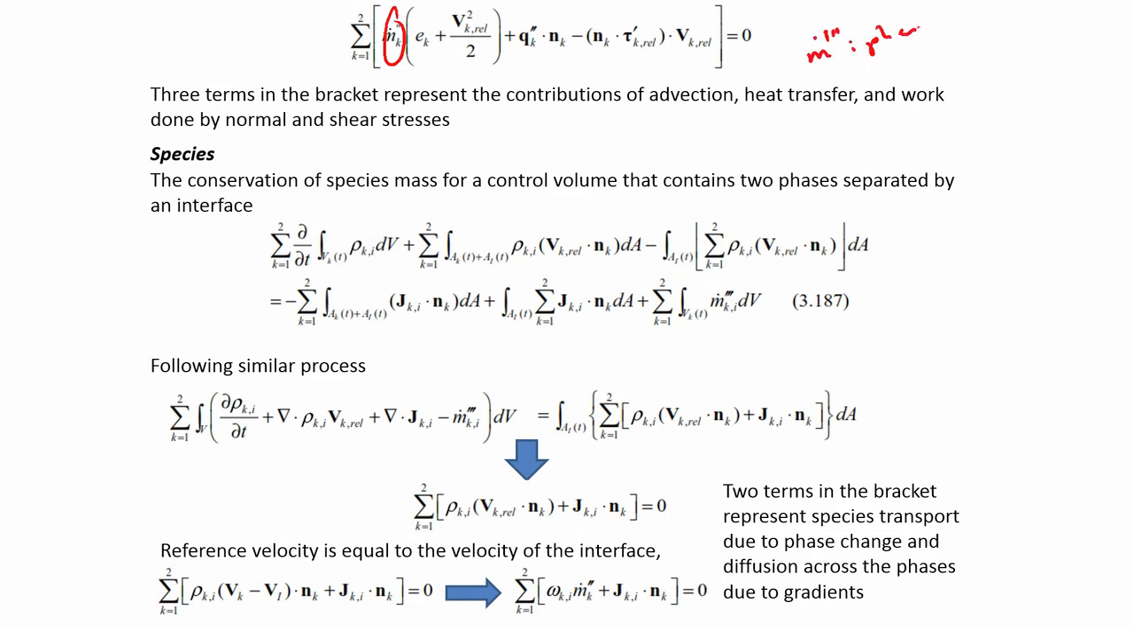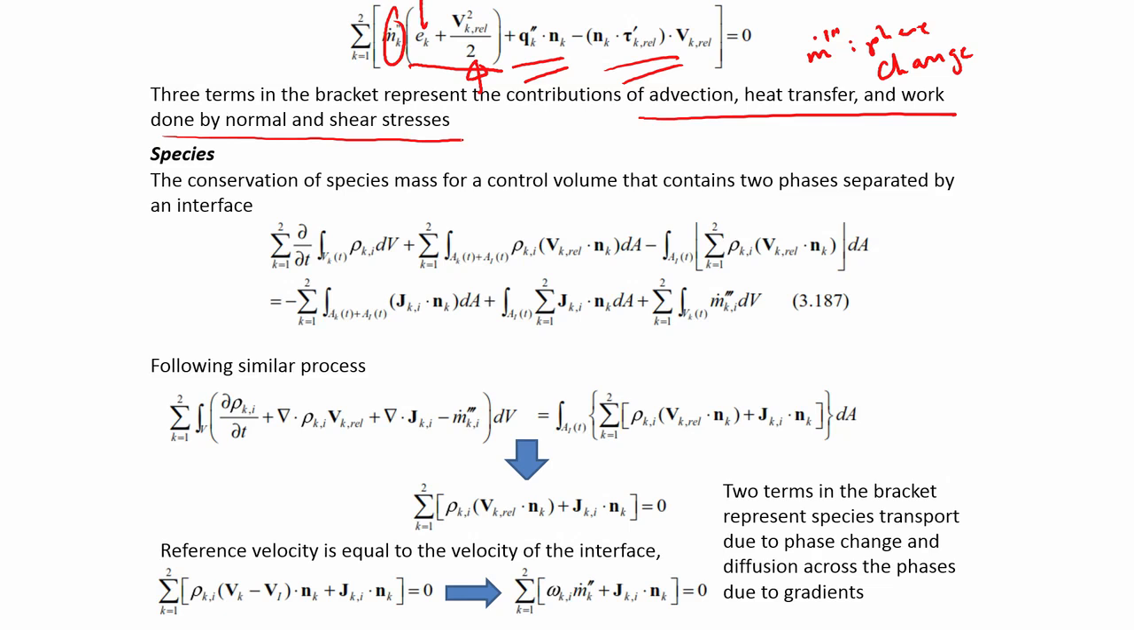This is due to phase change, that we already knew earlier. This equation involves the internal energy component as well as the kinetic energy component. This particular term includes the corresponding heat transfer component, and this is once again the work done by the normal and shear stresses. That is what we have said over here: advection, heat transfer and work done by normal and shear stresses. So that is the balance for the interface.